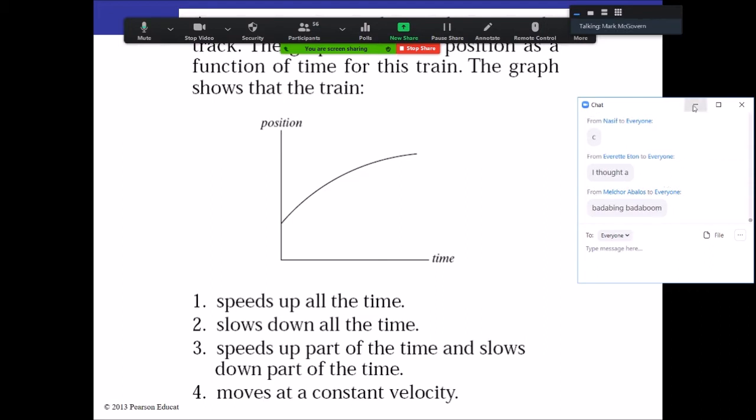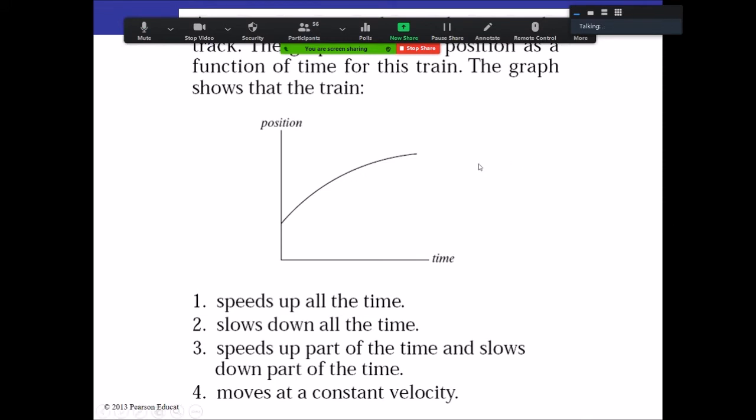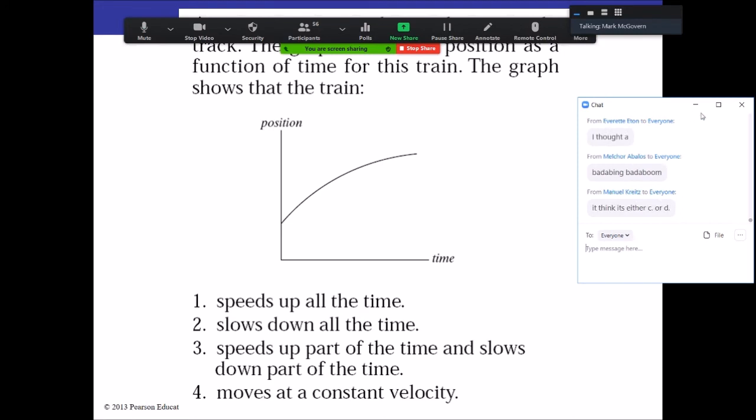Bada bing. I don't know what option. Bada bing, bada boom. People are confusing me. All right, what's happening here? You're looking at the slopes. Let's see that.